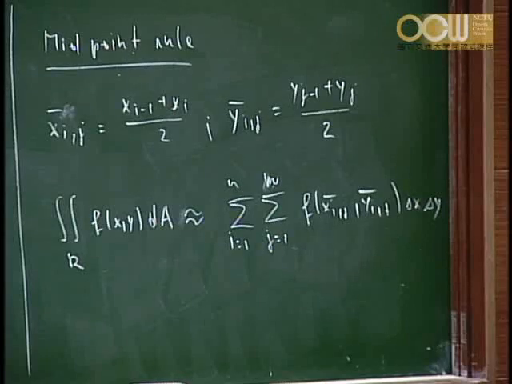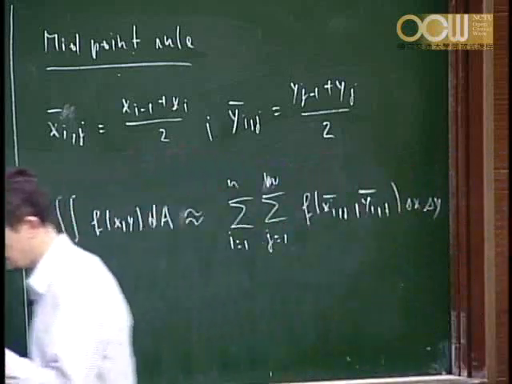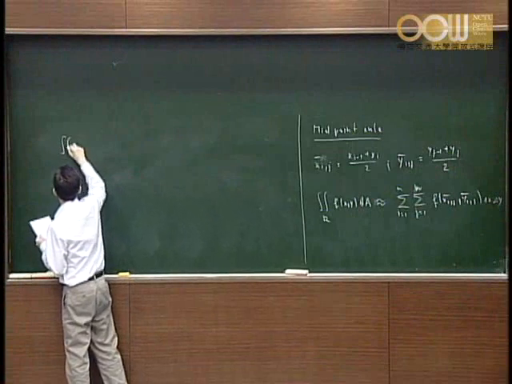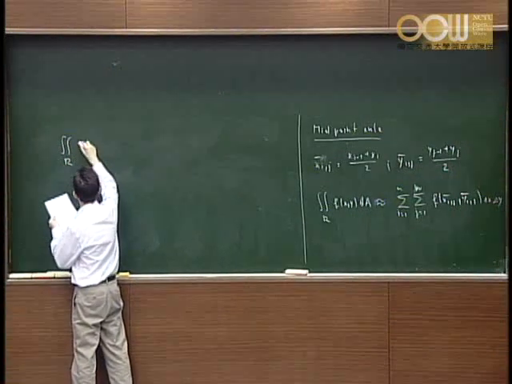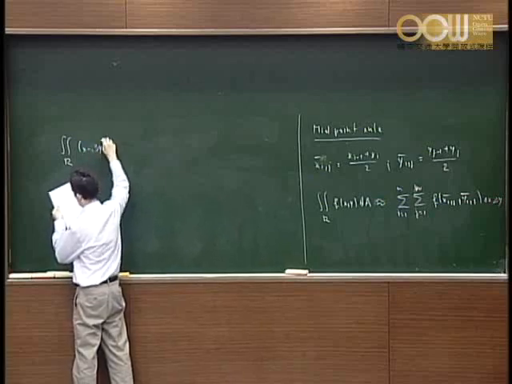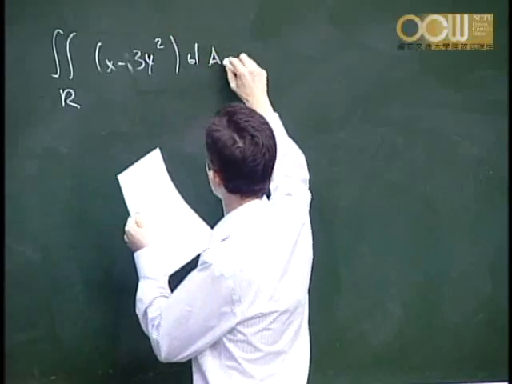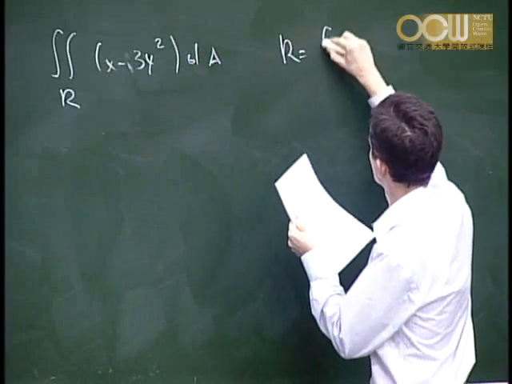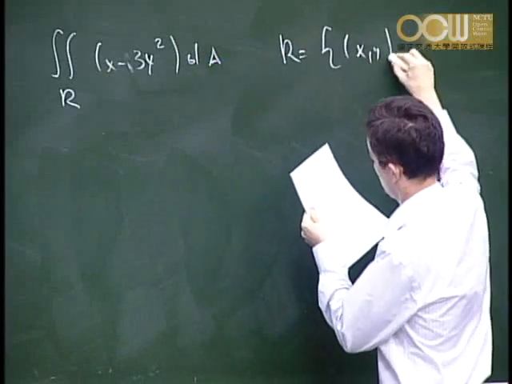Now you find an example in our textbook. It's maybe interesting to look. Okay, so I just choose the same example as in our textbook: the double integral of x minus 3y squared dA, and R is equal to the rectangle.